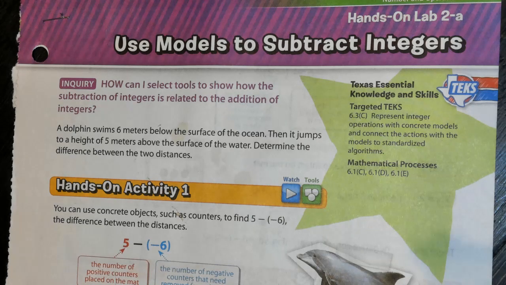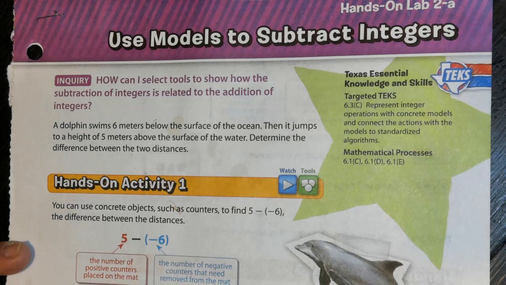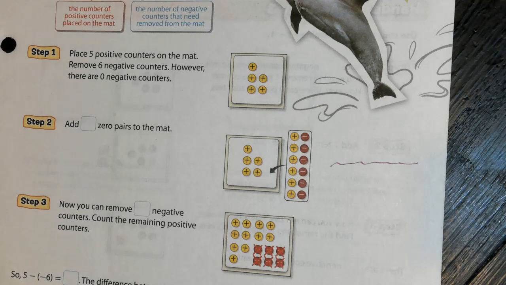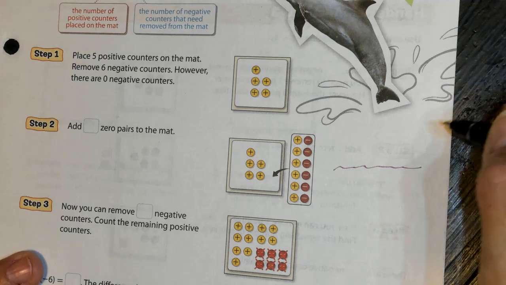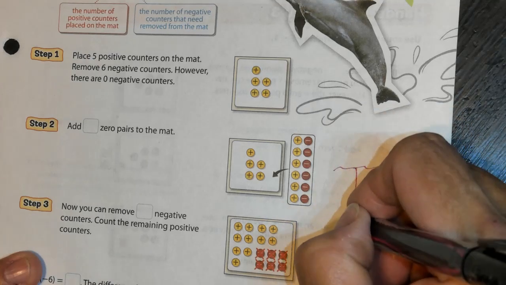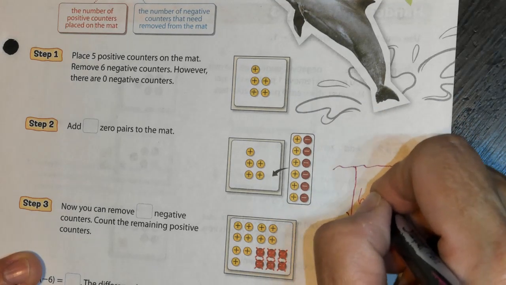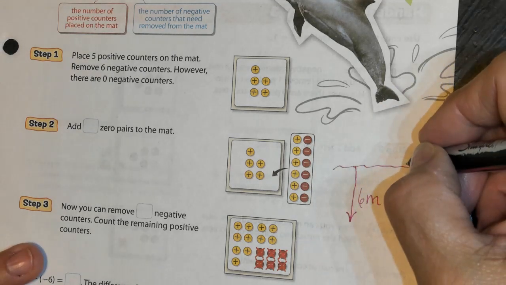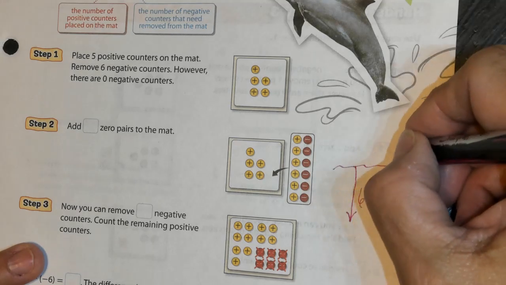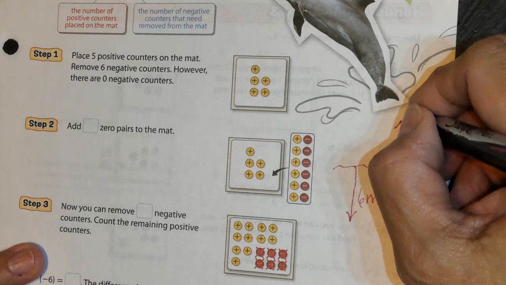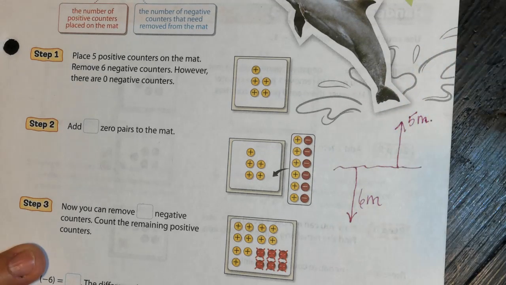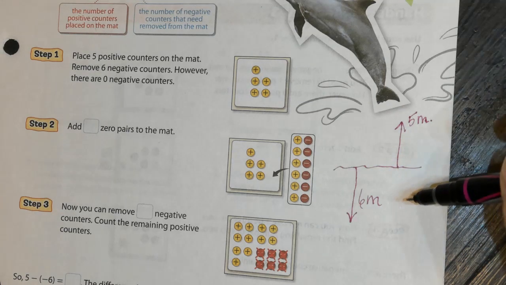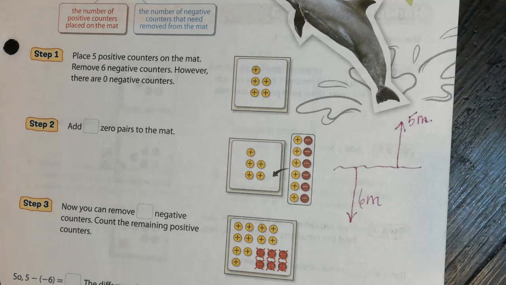So if, let's say, this is the picture of my ocean right here. Here's my water level. And he or she swims 6 meters below. Here's my 6 meters. And then curves around and then jumps to a height of, this is going to be 5 meters right there, above the surface of the water. So it says determine the difference between the two distances.